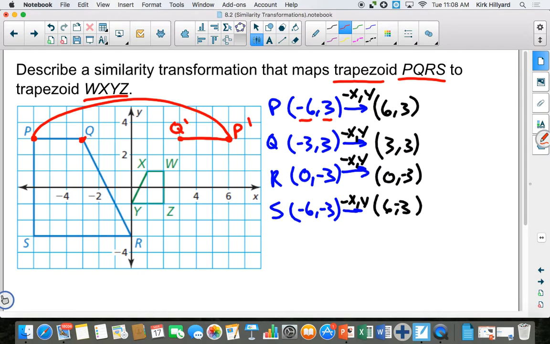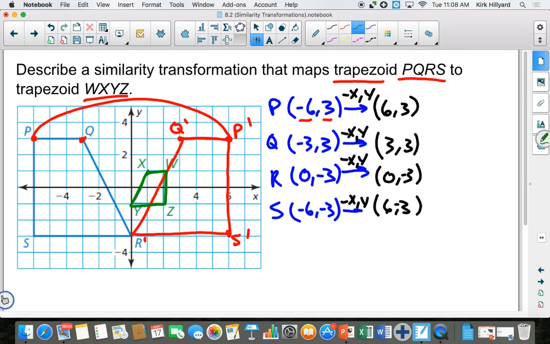Q prime. And we just go ahead and finish our translated image. This would be S prime, and this would be R prime down here. And then you can see the green shape. Now our orientation is the same. Our trapezoid is pointing the same way. We just need to shrink it.